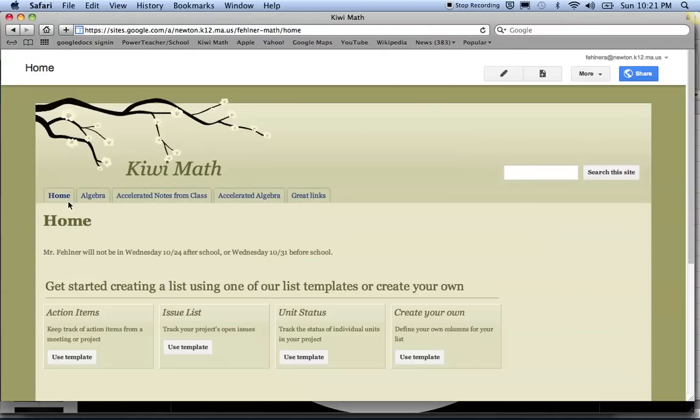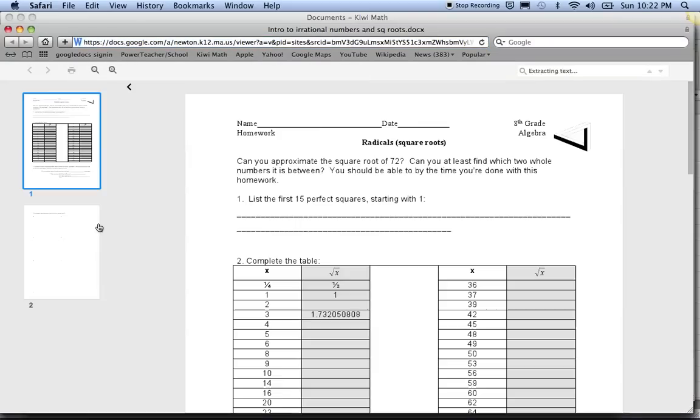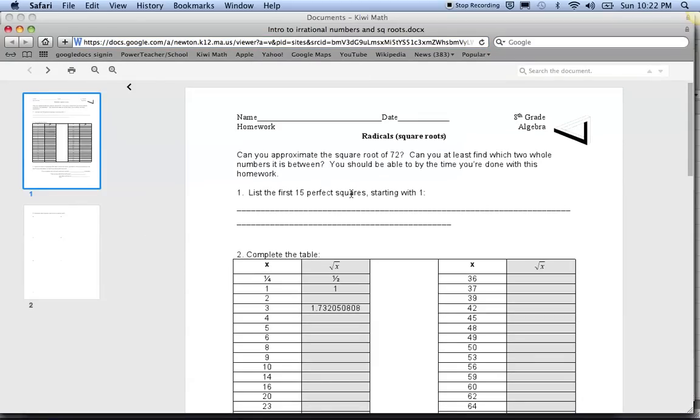Go to my home page, Algebra Documents. Our new unit is Pythagorean Theorem, Radicals, and Real Numbers. I'll give you a few minutes to fill out number 1. Feel free to pause the video now.